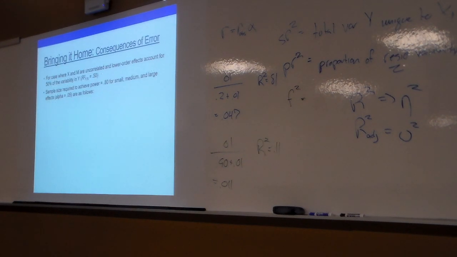Okay. So to bring it home, this is just an example straight out of Aiken and West. If we assume that we have a case where my conditional effect and my moderator are uncorrelated with one another, right? And my lower order effects are accounting for 50% of the variability in my outcome. So my R squared here, if I'm structuring this as a higher order model, is such that my lower order effects are accounting for 50% of the variability in my outcome, which is outstanding, right? What we can do is start looking at the sample size I need to achieve power equals 0.80 for small, medium, and large effects.